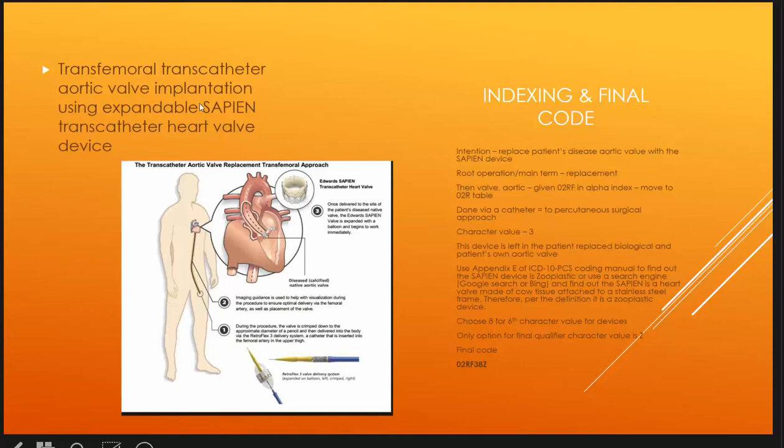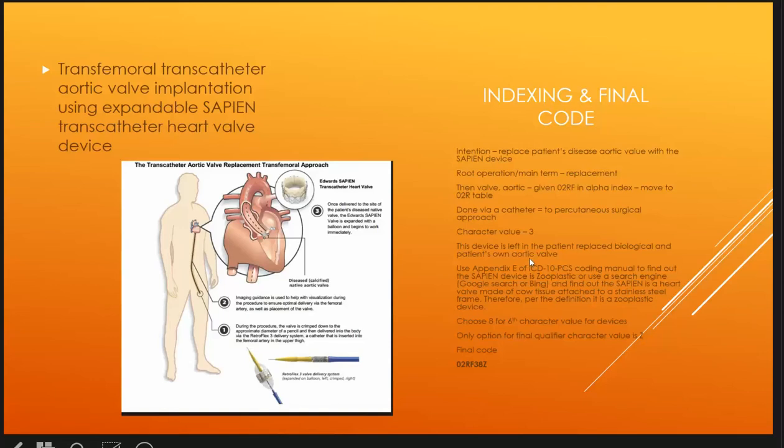We need to know how it was done. It was done via a catheter. That equates to a percutaneous surgical approach. We're going to choose surgical approach character value of 3 to reflect that. Was there a device left in the patient at the conclusion of this procedure? Yes.